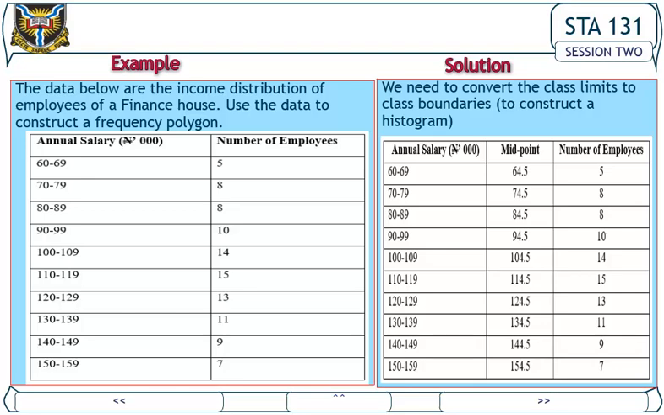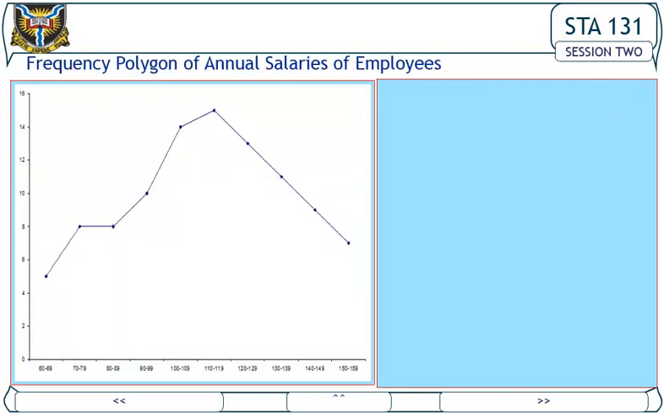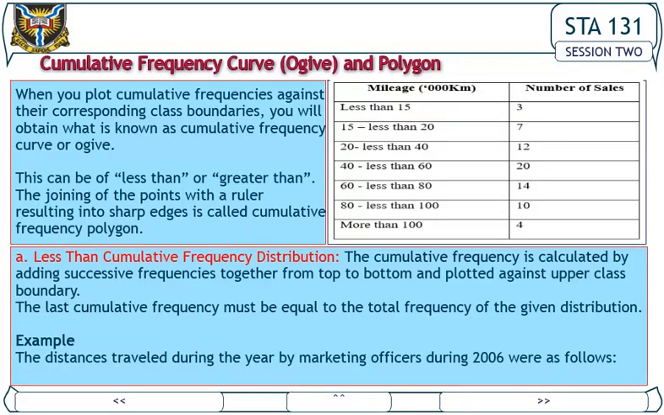Solution: we need to convert the class limit to class boundaries to construct a histogram. Frequency polygon of annual salaries of employees. Cumulative frequency curve, or ogive.